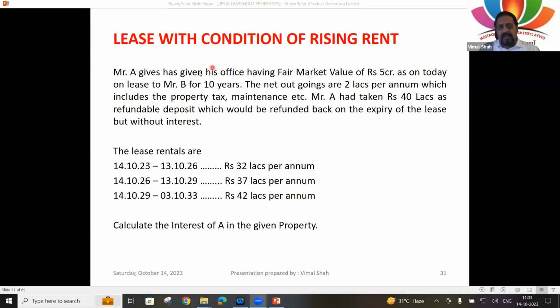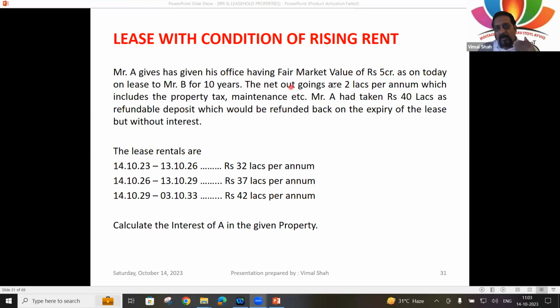Mr. A has given his office having fair market value of 5 crore as on today. Say, for example, the value of this property is 5 crore. If it is a freehold property, not given on lease, then the market value of the property is 5 crore. But now Mr. A is giving this property on lease to Mr. B for 10 years. वो 10 साल के लिए lease पे दे रहा है.